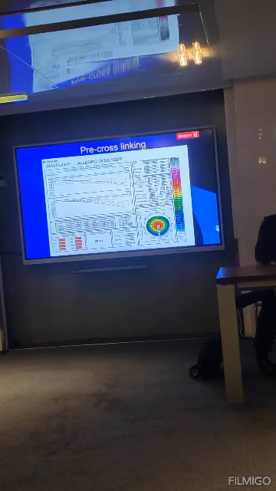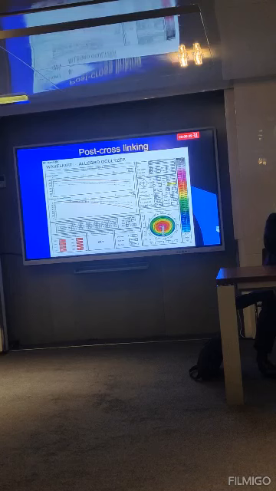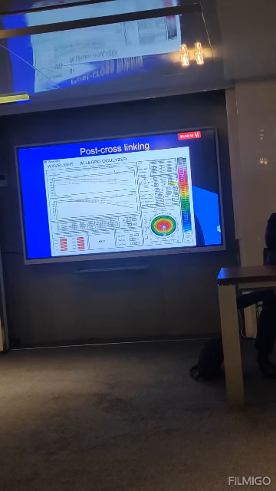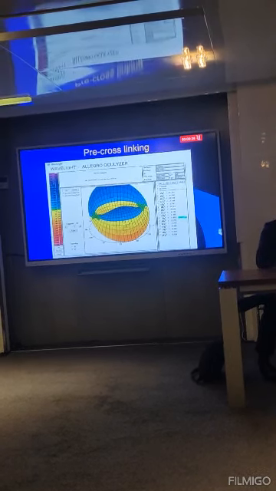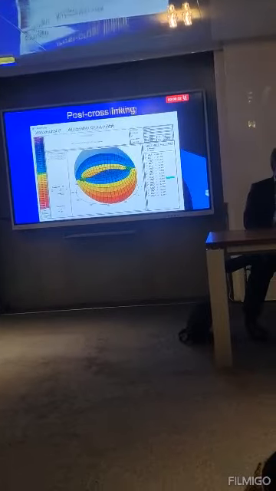Pre-cross-linking, the curves were also abnormal. What happened after 3 months? The curves are getting a more regular shape, and the coma aberration decreased dramatically after 3 months.